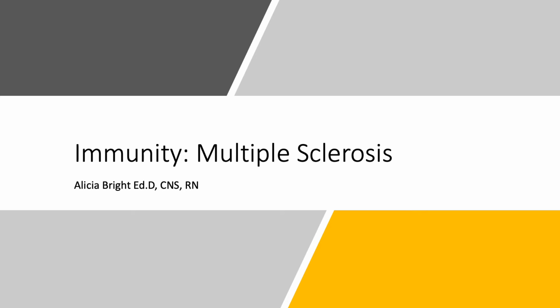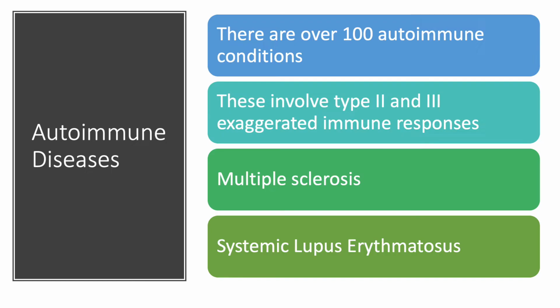We're going to apply the concept of immunity to multiple sclerosis. So there are over 100 autoimmune diseases. We're not sure why they happen. It seems to be a combination of genetics and environment, and they seem to be on the rise. So we're going to look at a couple of these, multiple sclerosis and systemic lupus erythematosus.